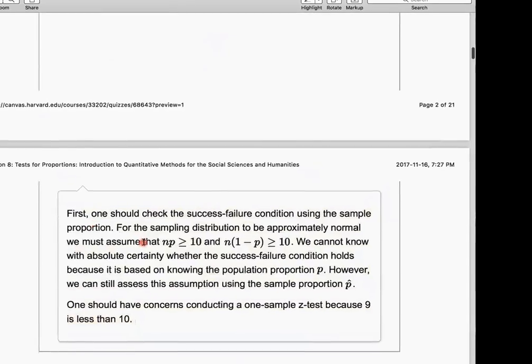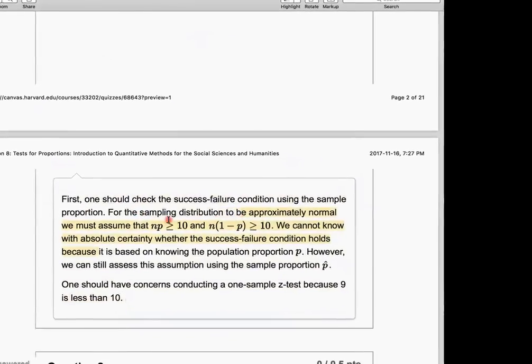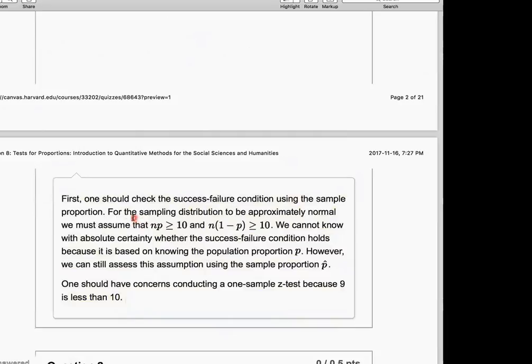And you see that you want to check the sampling distribution. We have to assume that the sampling distribution is approximately normal. But we have to first assume that n times p is greater than 10, and n times the inverse, 1 minus p, is also greater than 10. Now we cannot know with certainty whether the success-failure condition holds, because it is based on knowing the population proportion p. Remember that difference between p and p hat. However, we can still assess this assumption using the sample proportion p hat. Well, we know what p hat is, don't we?